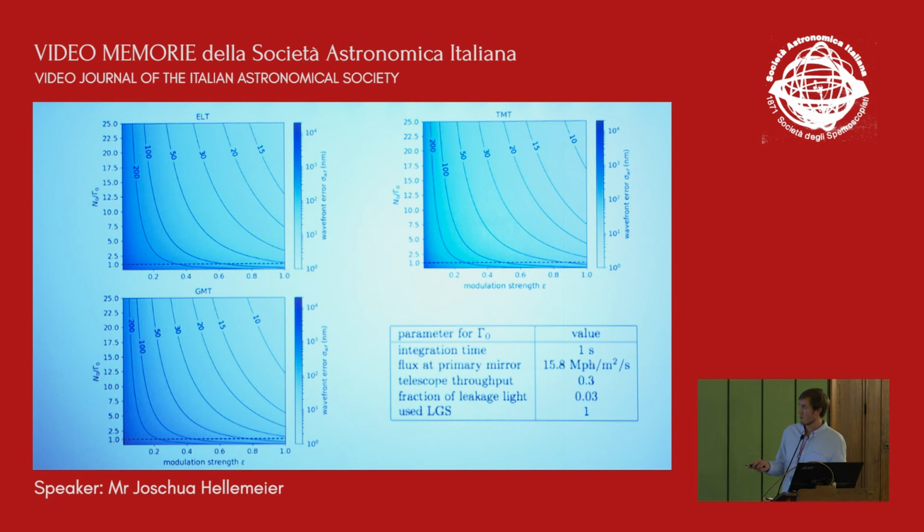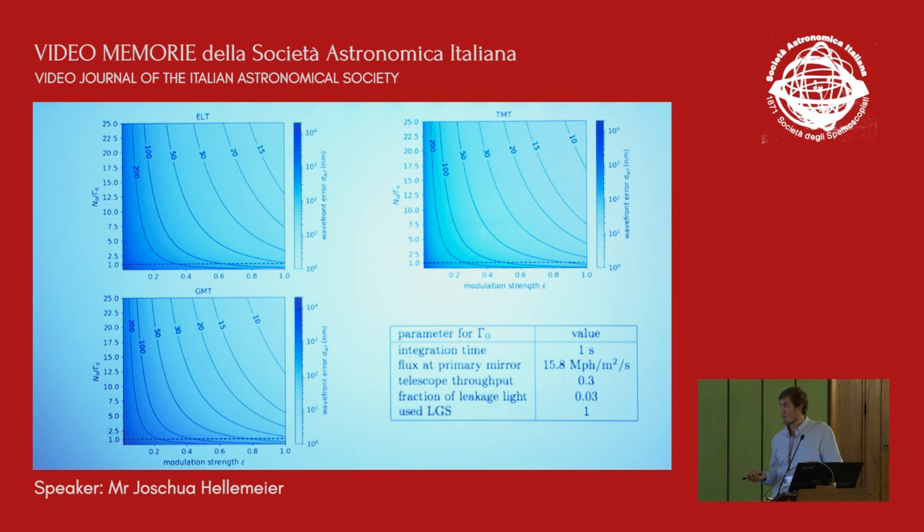So if you use these parameters for n0, the fraction will be just 1, so you're down here at this dashed line. But now if you, for example, used 6 laser guide stars, the fraction of n0 over gamma 0 would be 6, so you would move up here.